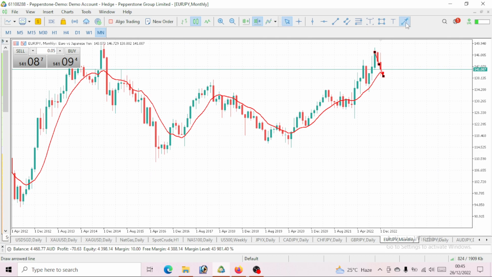And once the pullback is over, what are we going to expect next? An impulse move. So this is a pullback, right? And we expect the pullback to be over anytime soon. Could it be over this week? We will get into that to understand if it will be over this week. But one thing we know is that an impulse move will be coming.